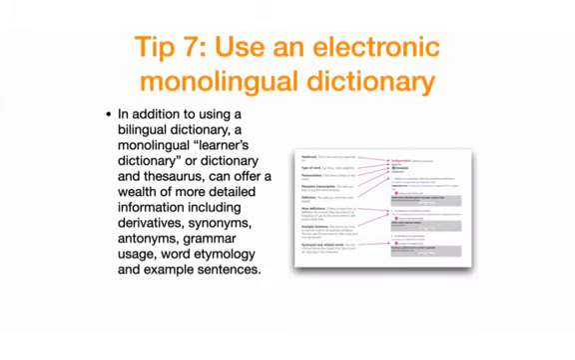Tip 7. Use an electronic monolingual dictionary. In addition to using a bilingual dictionary, a monolingual learner's dictionary or dictionary and thesaurus can offer a wealth of more detailed information including derivatives, synonyms, antonyms, grammar usage, word etymology and example sentences.